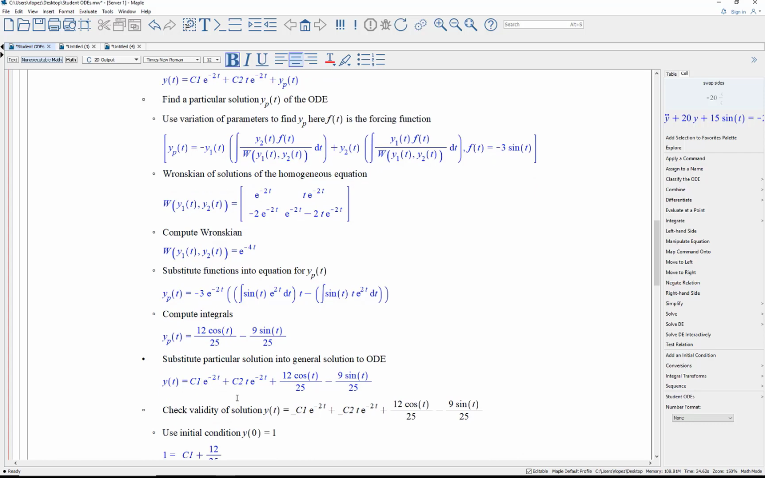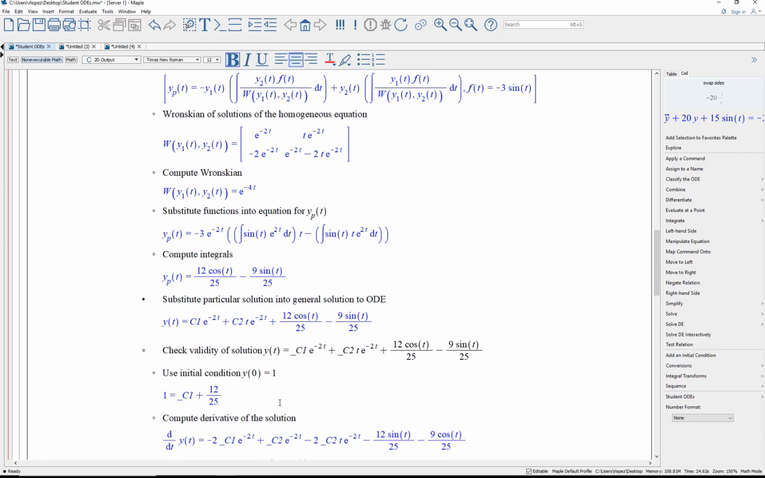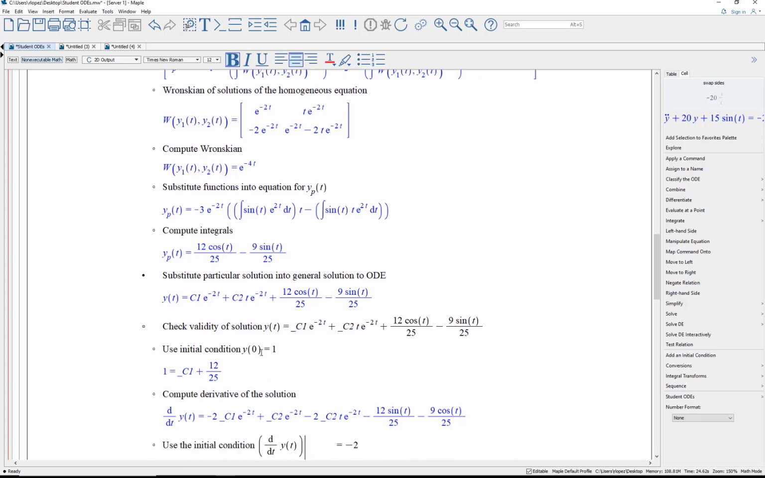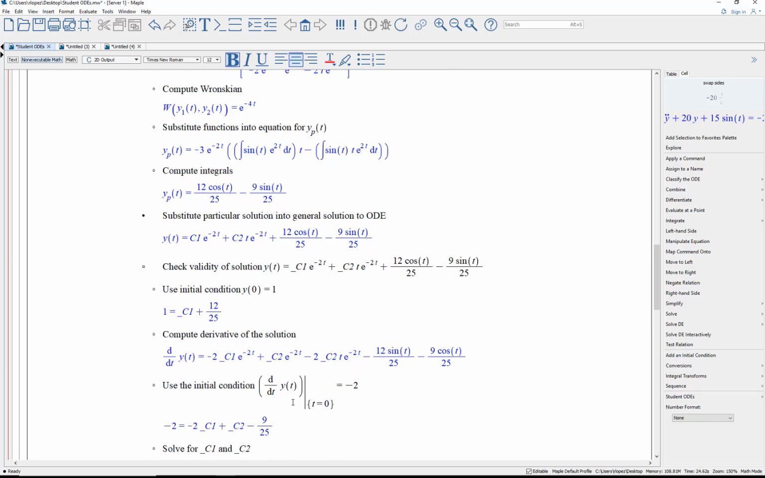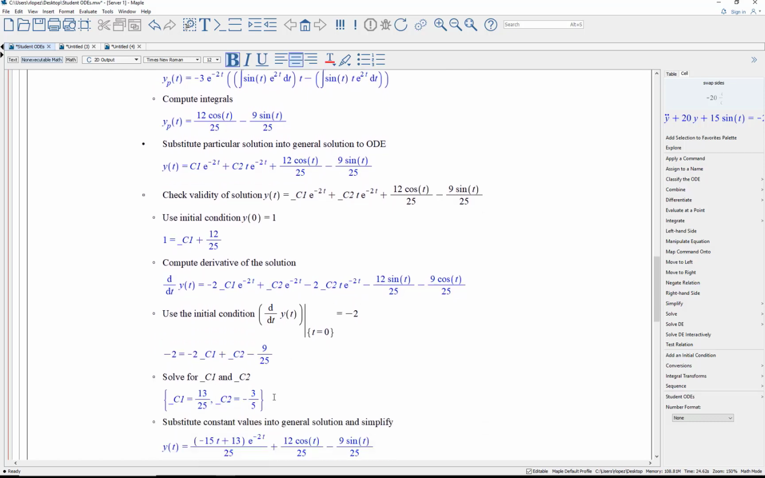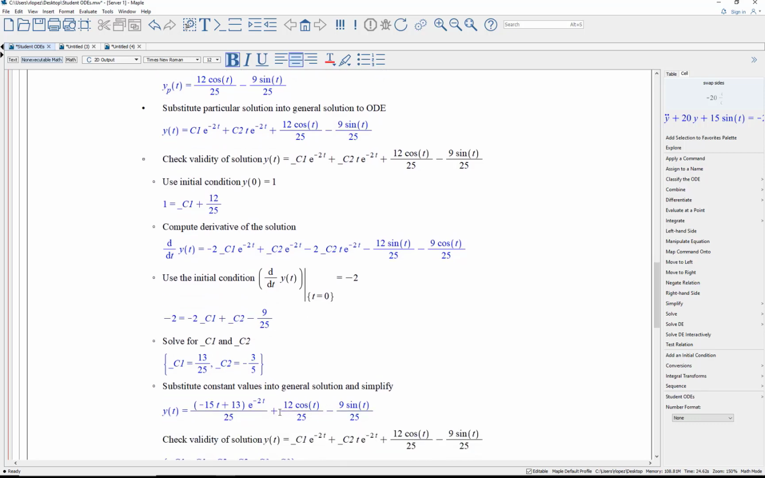Two constants defined, use the initial data to find them. You apply the first condition, y at 0 is 1. You take the derivative, you apply the derivative condition. You've got two equations to solve for the two constants. Here are the values of the two constants. You put them into the equation for the general solution. You've got the specific solution to this initial value problem.